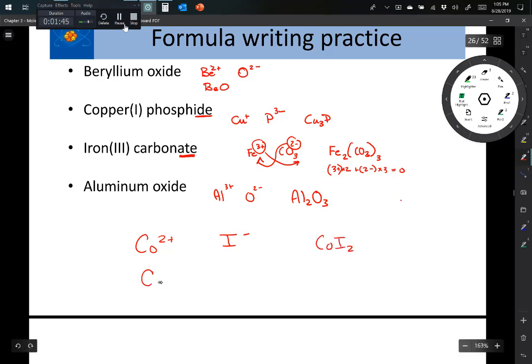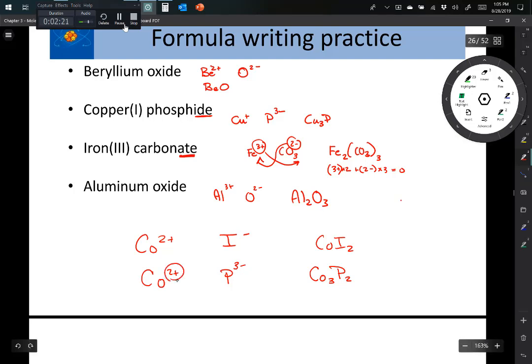But then if I have something like this, then what do I have to do? How many cobalts do I need for every phosphorus? 3 cobalts, right? For every 2. How did she do that? Took the little charges, right? And crossed them over.